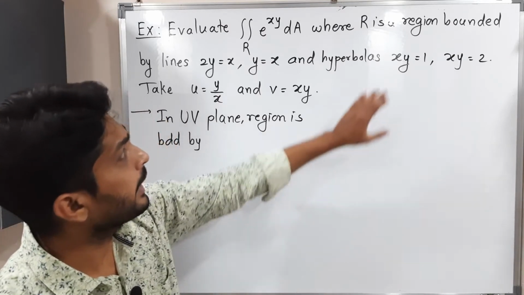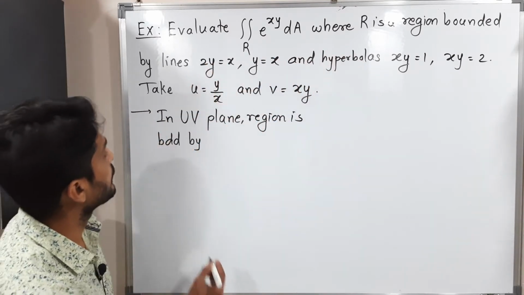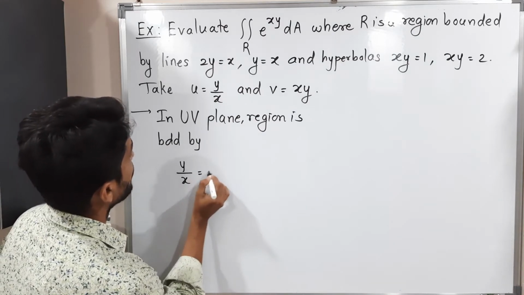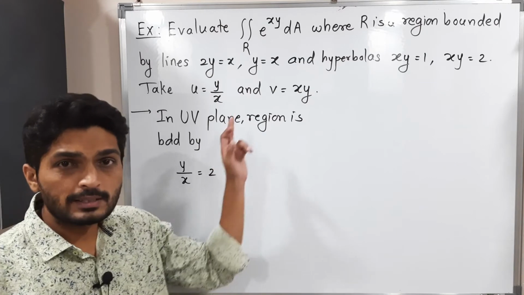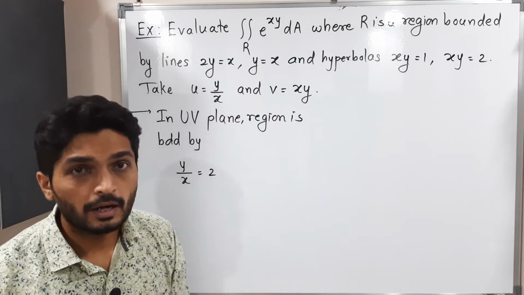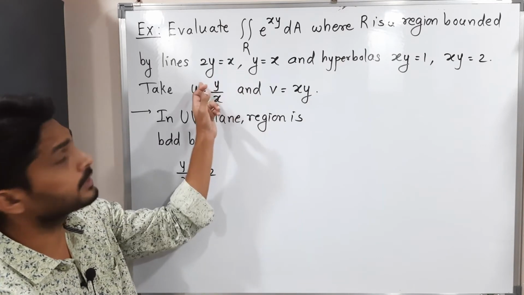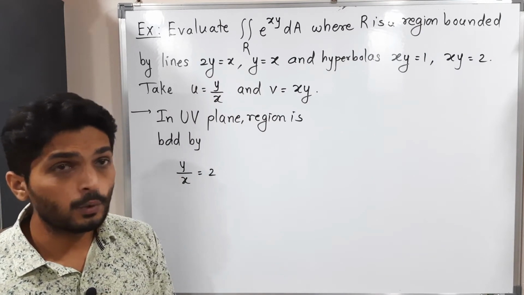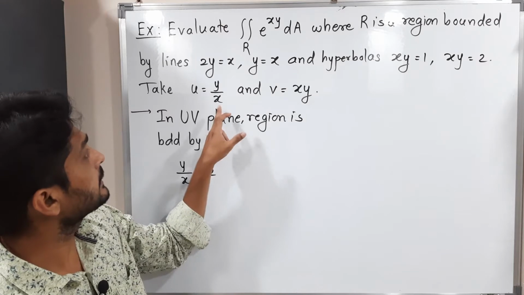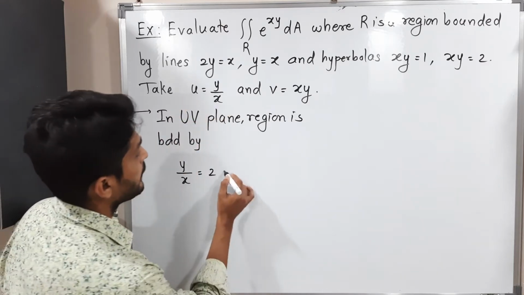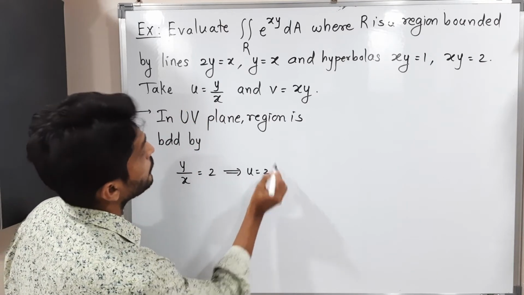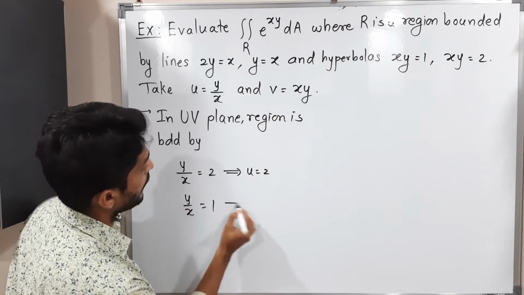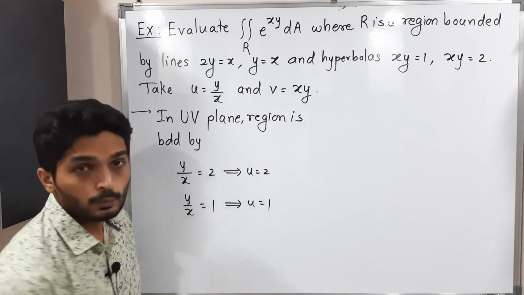So we have the first curve 2y is equal to x. I wrote the same curve in a different way: I shifted x to this side and 2 to that side, so y by x is equal to 1 by 2. But you know y by x is nothing but u, so u is equal to 1 by 2. Second curve is y is equal to x, that means y by x is equal to 1, so u is equal to 1.